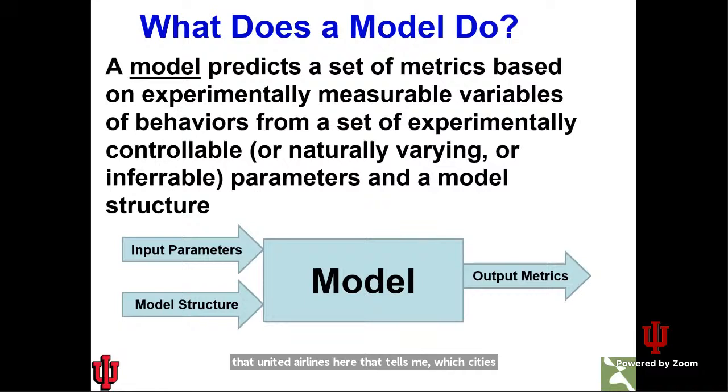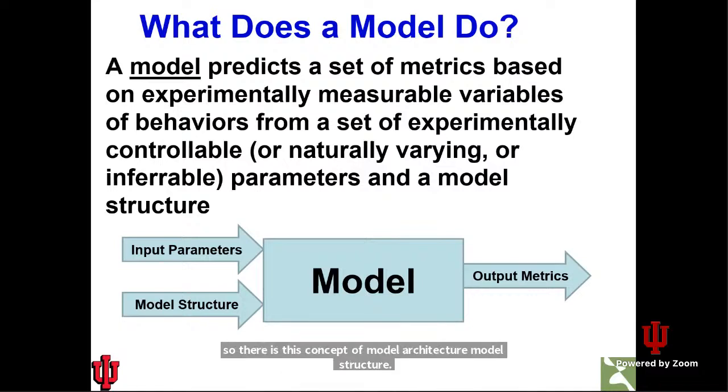That is a model structure. It's an architecture. But it doesn't tell me, for example, how fast the airplanes fly, how many airplanes there are at any given time. Those are things that have to be added on to that basic structure, which would be parameters. And so there is this concept of a model architecture, a model structure, and associated parameters, and those together predict outputs.